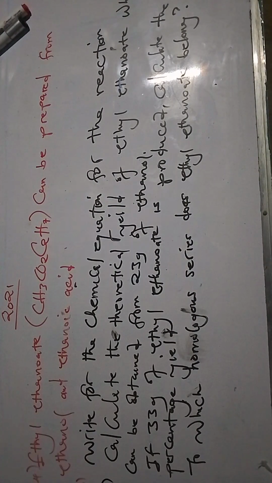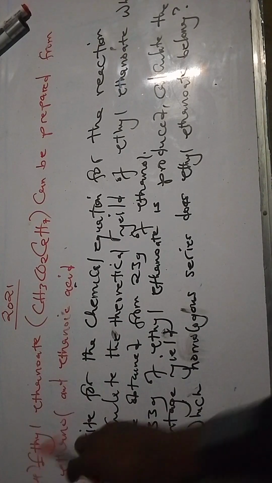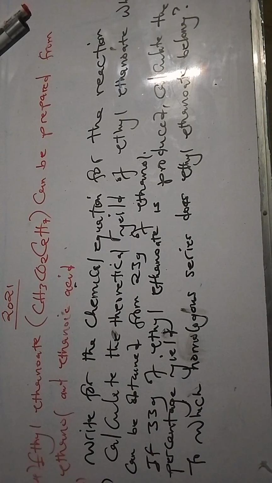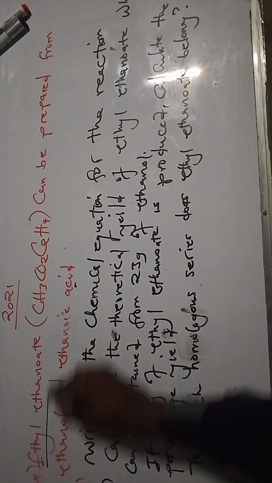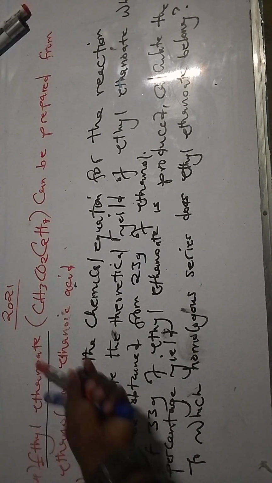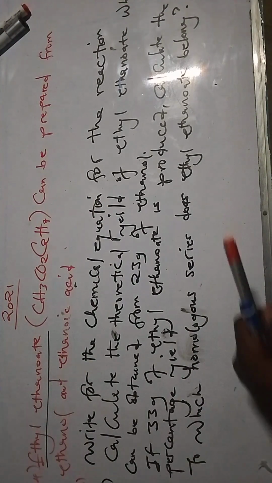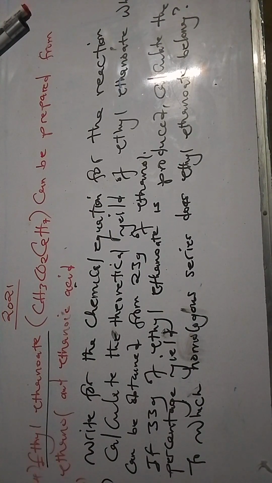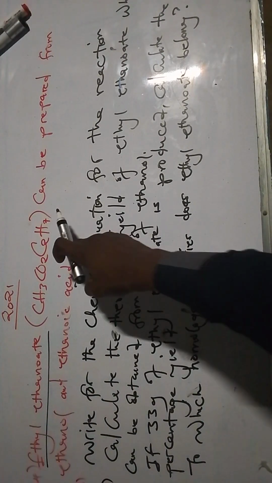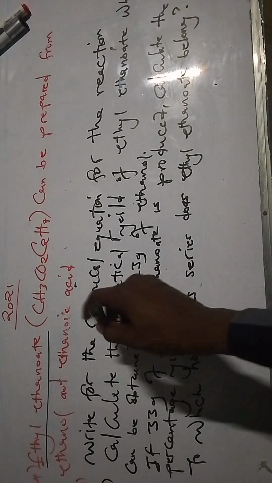All right, so this is the question before us. So I say, ethyl ethanoate. So now you have understood how this came. You need to understand how this came, because I've just been explaining. This is an ester, ethyl ethanoate, and here they have put it in terms of the chemical formula, which can be prepared from ethanol and ethanoic acid.